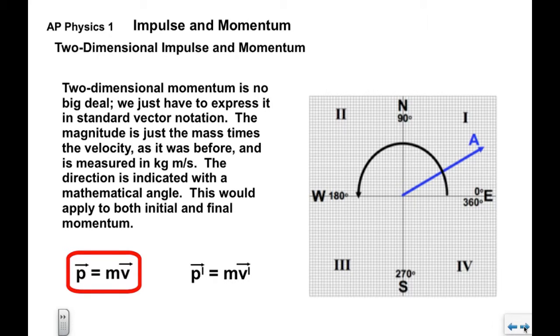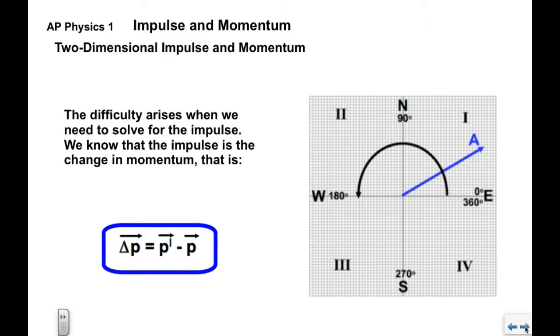Two-dimensional momentum, because momentum is an instantaneous quantity, is not a real big deal. We just have to express it in standard vector notation. We know that the magnitude is mass times velocity. It's measured in kilogram meters per second. The direction is indicated with a mathematical angle, and this would apply to both initial and final momentum. So again, p equals mv. We're familiar with that already. p prime equals mv prime. That would be our final value.